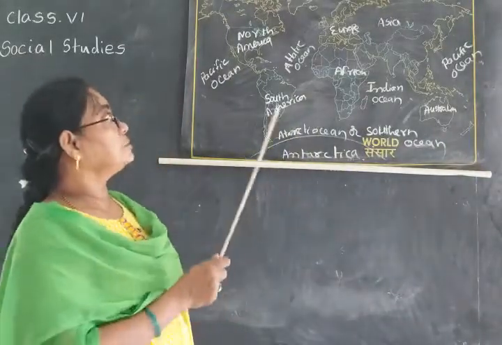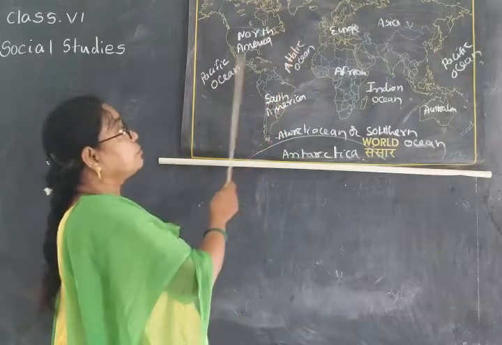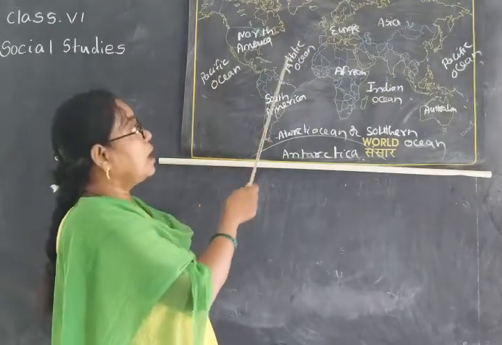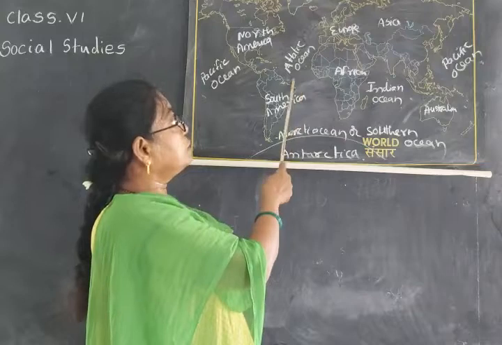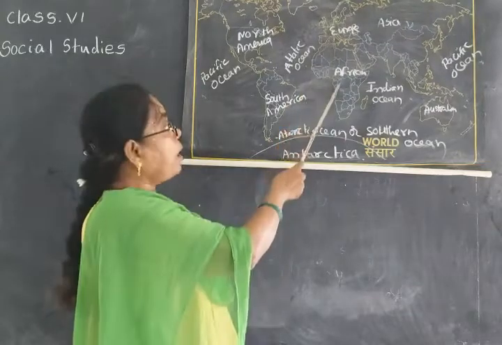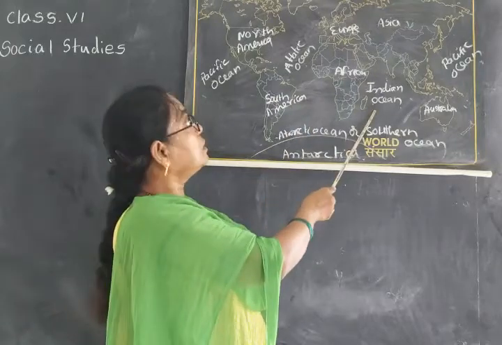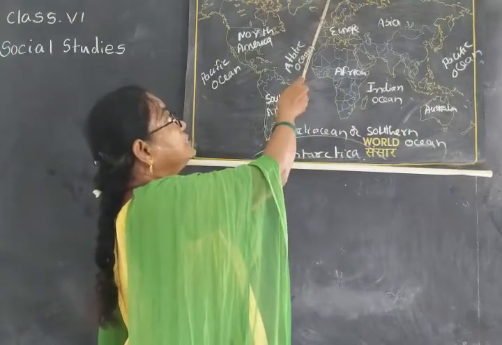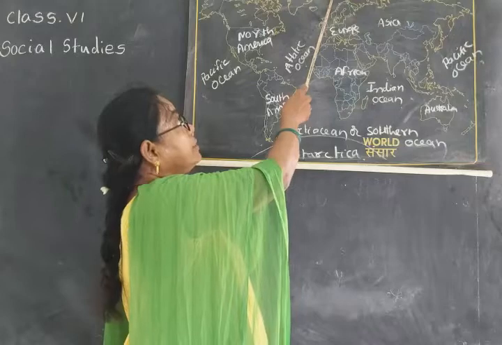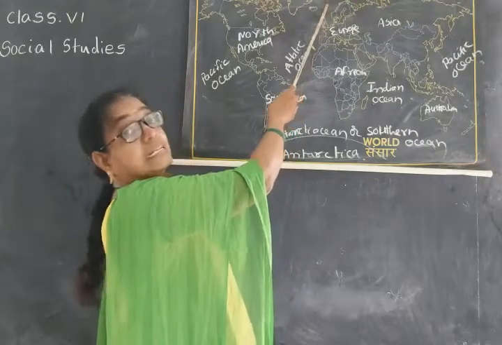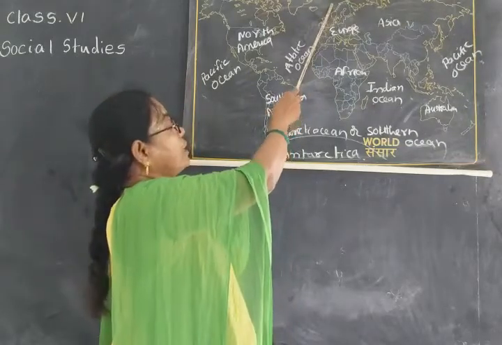So again I am going to say, the Pacific Ocean is the largest and deepest ocean. The Atlantic Ocean is the second largest ocean, which separates Europe and Africa from North America and South America. Next one is the Indian Ocean, and the Arctic Ocean is in the northern pole, near the northern pole. It is completely covered with ice throughout the year.